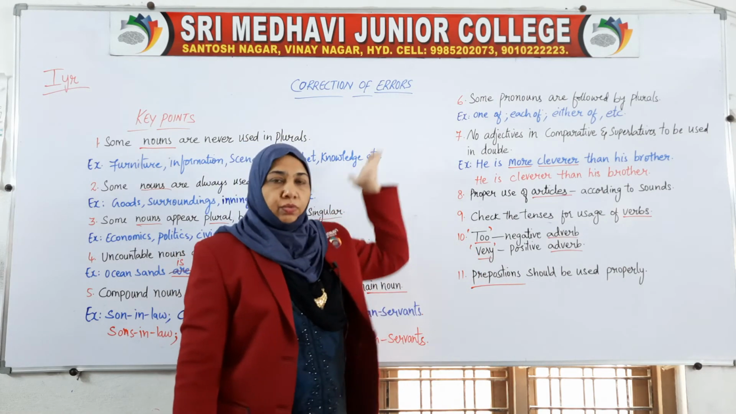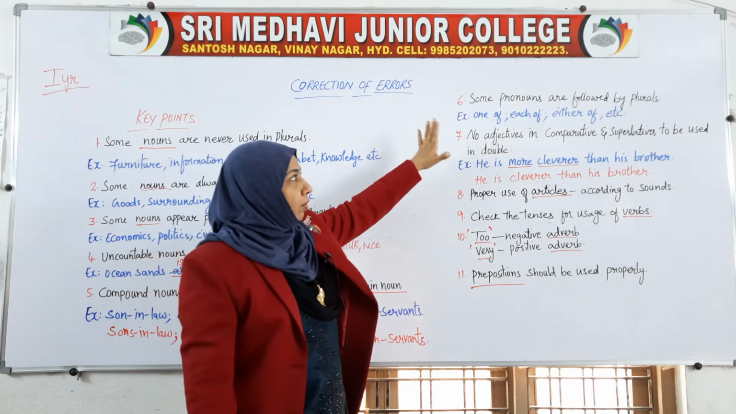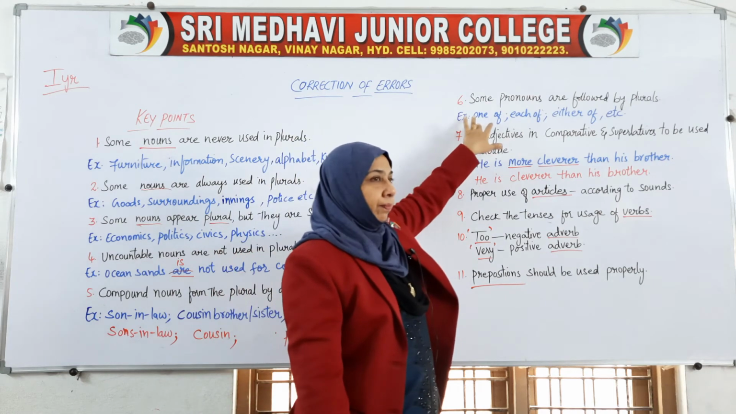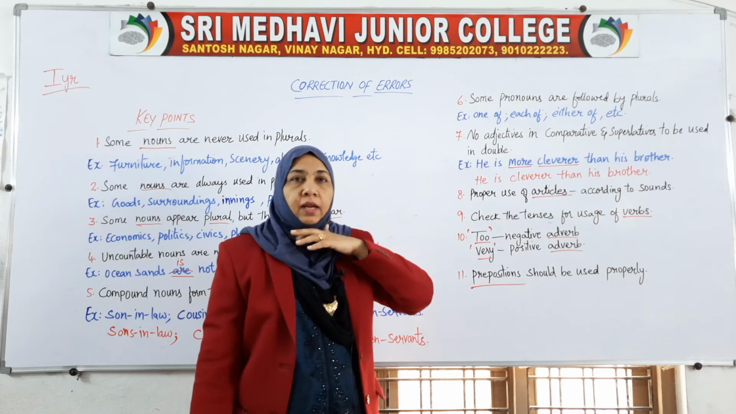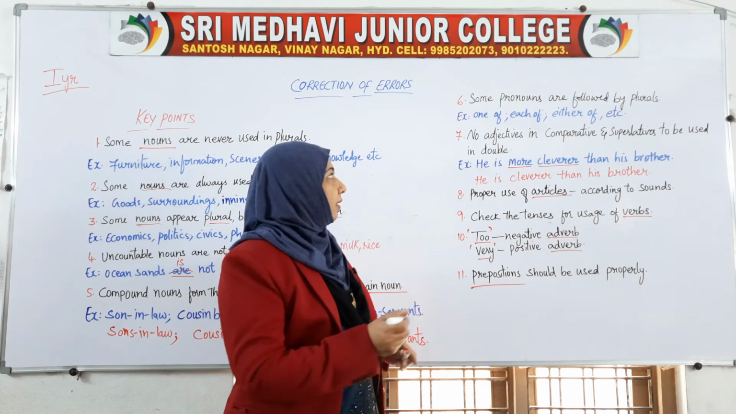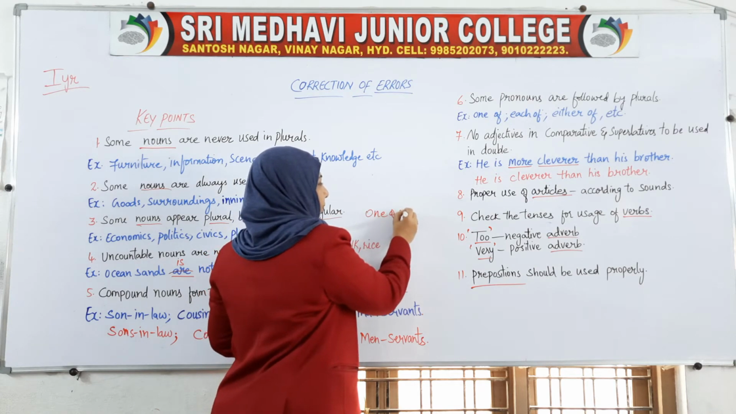Okay. Now next is some pronouns. Till here we have completed nouns. Now some pronouns are followed by plurals. Like for example, one of, each of, either of. Like one of my friends. If you are writing this sentence, if you have checked this sentence, one of my friends.